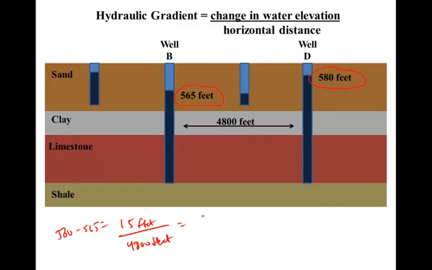That gives us a hydraulic gradient of 0.03125. No units, because both of our measurements are in feet. Feet divided by feet cancel. Our hydraulic gradient is unitless, which is the form that we would want it in to use Darcy's law. Darcy's law needs hydraulic gradient to be unitless.